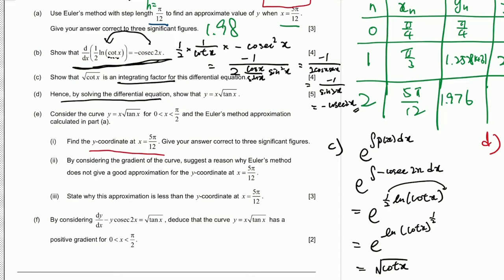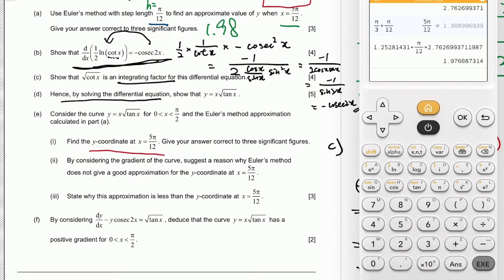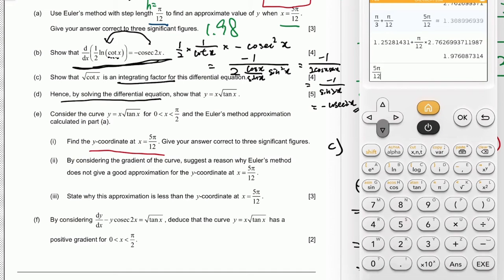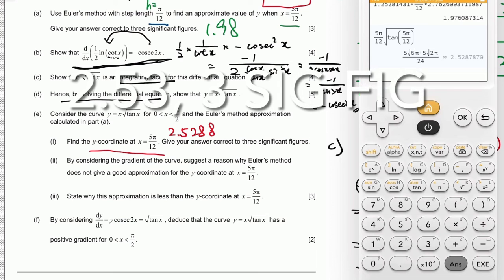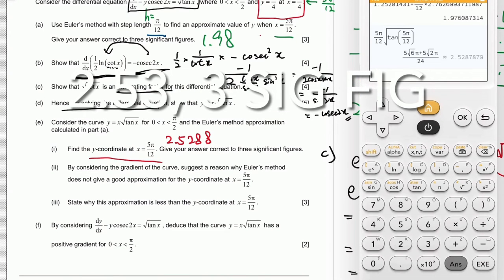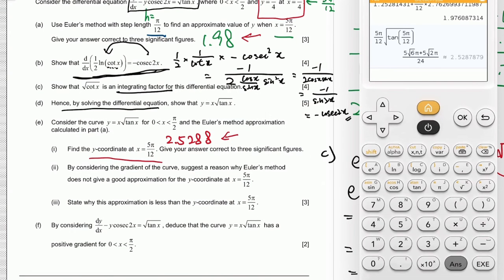Now we know the actual solution. We can find the actual value of the y coordinate. 5 pi over 12 times root tangent 5 pi over 12. It's what, 2.5288. Wow, that's off by crazy amount. Not even close.